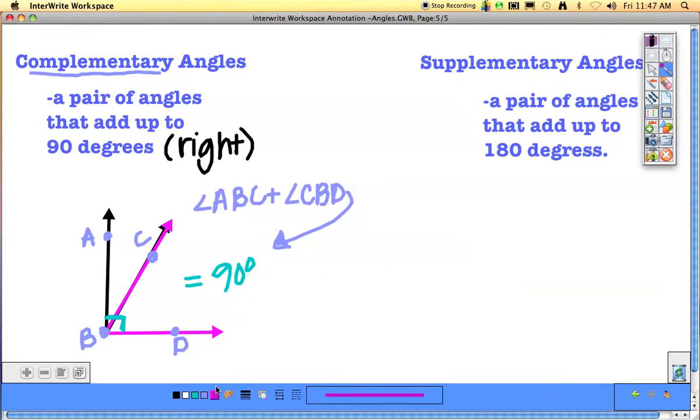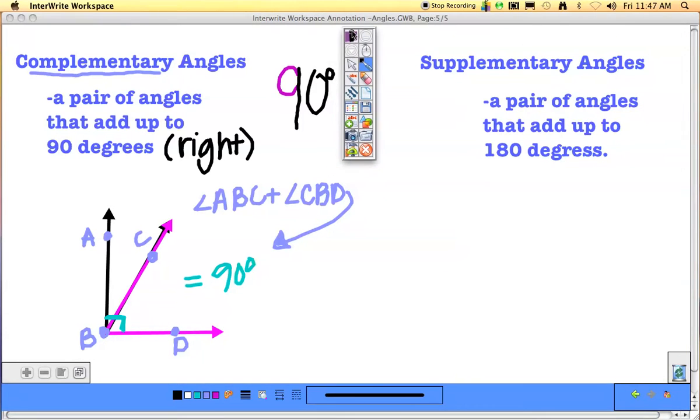Complementary angles. And there's a little trick that I like to do to help me remember the difference. If I draw the C for complementary, and then I just draw a line here, that can help me remember that it's talking about adding up to 90 degrees. Okay? Hopefully that helps you.